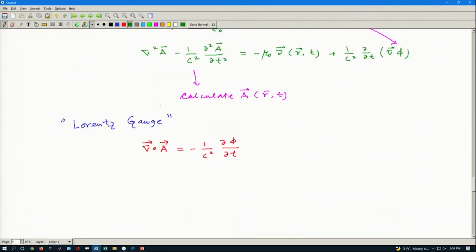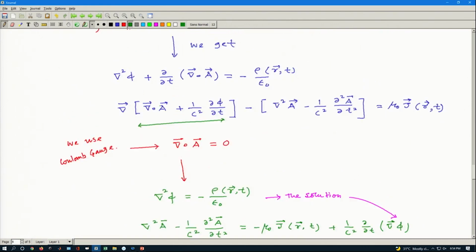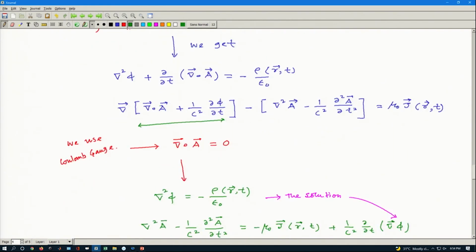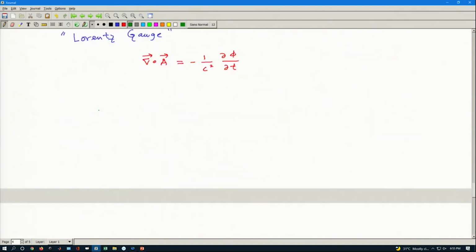Then these two equations, whatever equations I wrote here, maybe I can put a name here. So maybe this is 5, 6 is there, 7, 8. These are my fundamental equations, and now I am putting the gauge to simplify it.